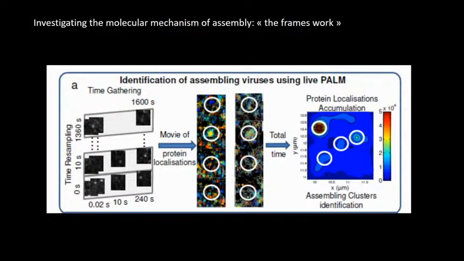We analyzed this approach by gathering the time and resampling the time of each acquisition. So we took one image every 20 milliseconds to be sure to capture all the diffusion events of each single Gag, but then we resample by gathering the first 10 seconds, and we reconstruct a movie of all the trajectories, 10 seconds after 10 seconds, during the whole time that will cover the usual assembly time, which is from 10 to 20 minutes. By projecting all the positions of the particles, we could identify some localization accumulation.